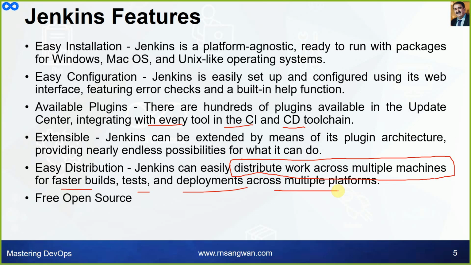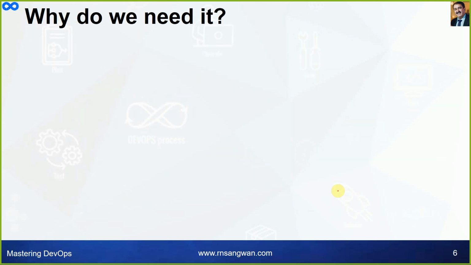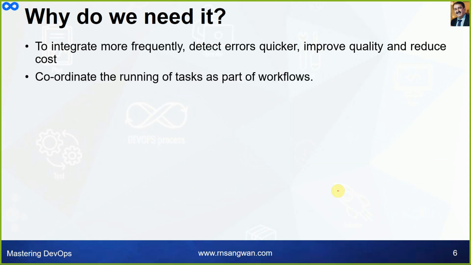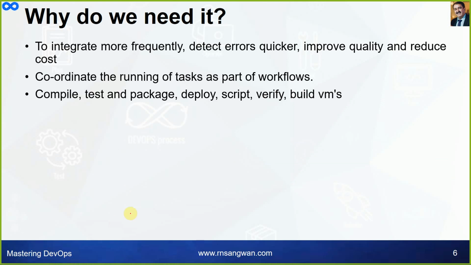And free, open source. Why do we need it? To integrate more frequently, detect errors quicker, improve quality and reduce costs. Coordinate the running of tasks as part of a workflow: compile, test and package, then deploy, script, verify, build VMs.